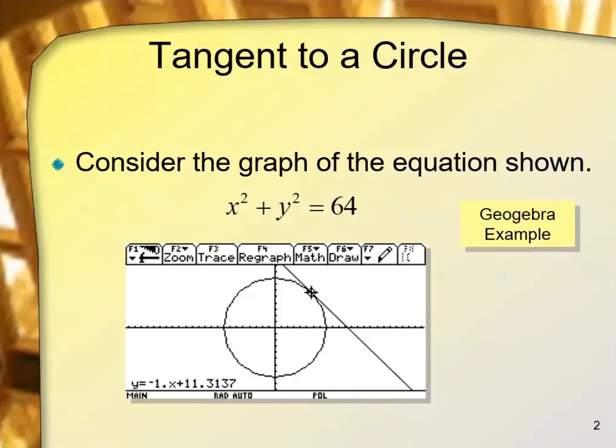Okay, so consider the graph of the equation. We have here a circle with a tangent line, x squared plus y squared equals 64. The radius here is 8. So we have a line tangent to this circle. So how are you going to find the equation of this line?